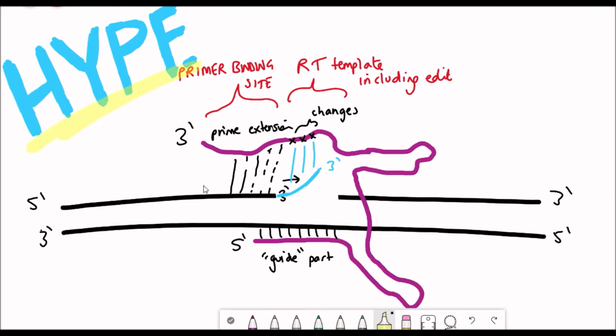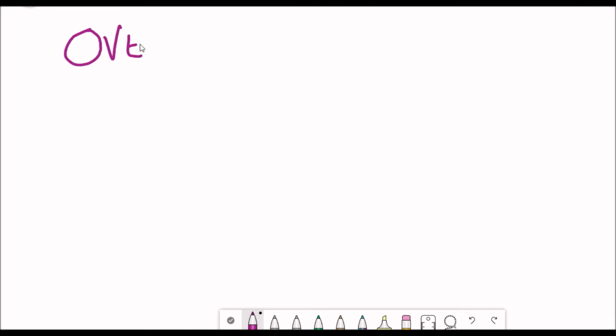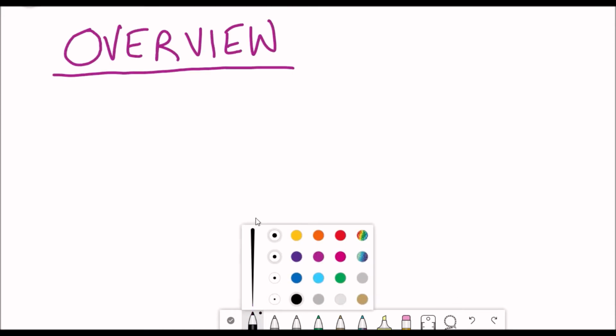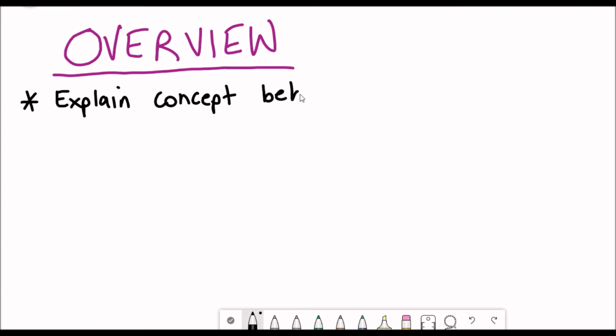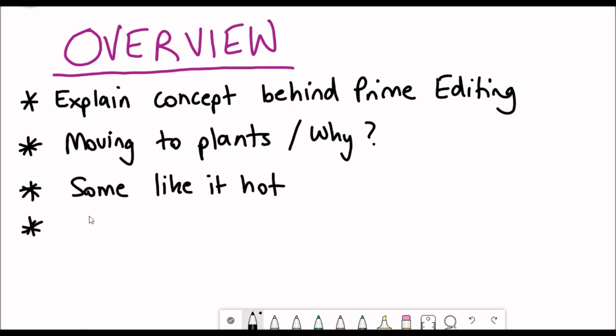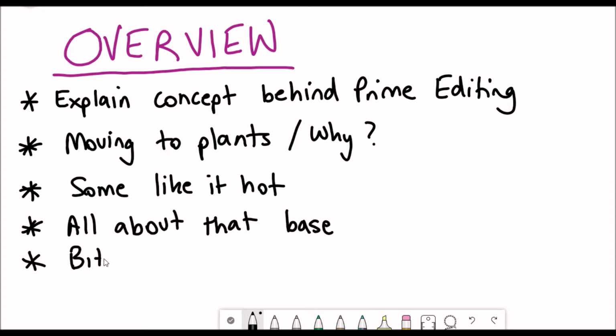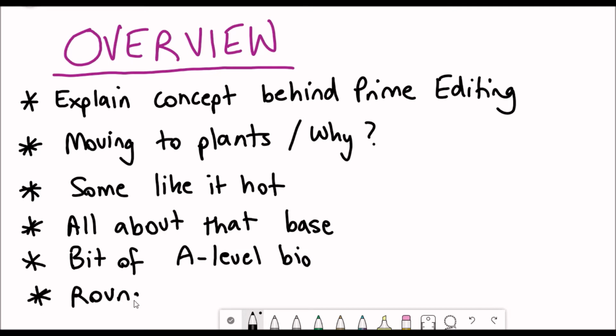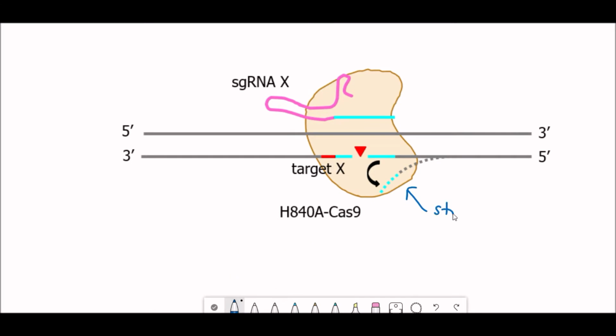I will go into the technology in a little bit more detail here, but I would advise you to watch the previous video, where I go into a lot more detail, if you don't fully understand the concept yet. The overview of this video will be to explain a little more about the concept behind prime editing, to give you the key take-home messages about how it works, and then how they can apply this technology to plants and why they'd want to do it. Then I've got some funky subheadings that sound a bit vague at the moment but will make complete sense when we get to them. So let's start with further explaining the concepts behind prime editing.